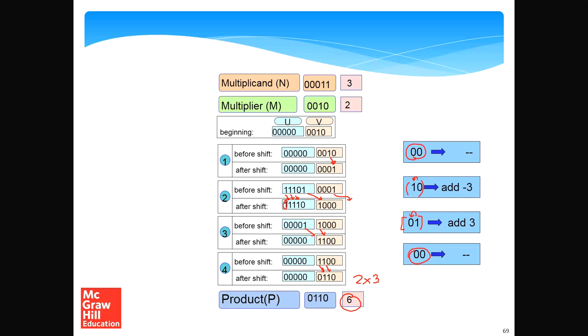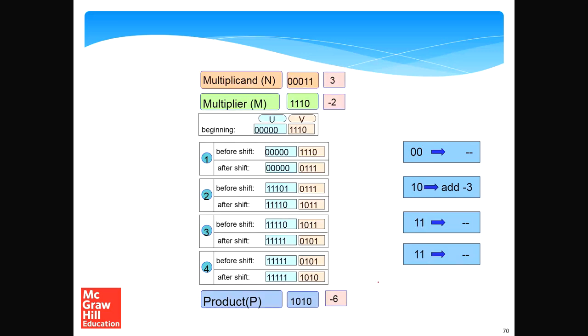So 2 times 3 is 6, and this algorithm is faster. One thing is that we didn't see a run of 1s, so we are not able to see the power of it. But had there been a run of 1s, we would have definitely seen Booth's algorithm to be faster.